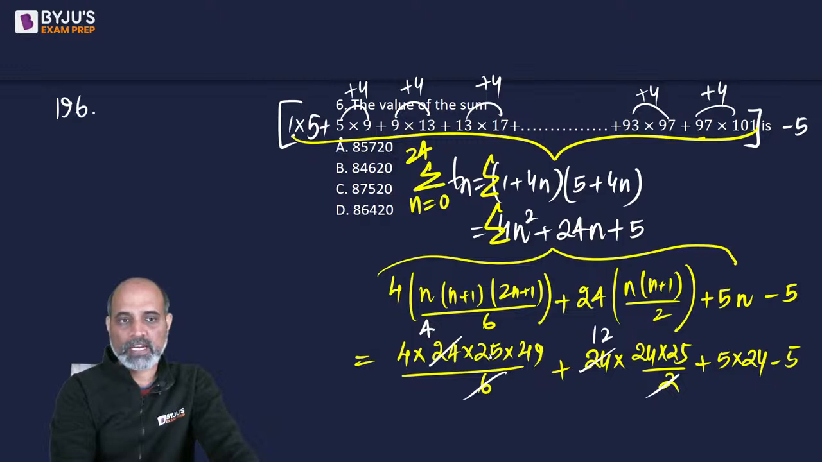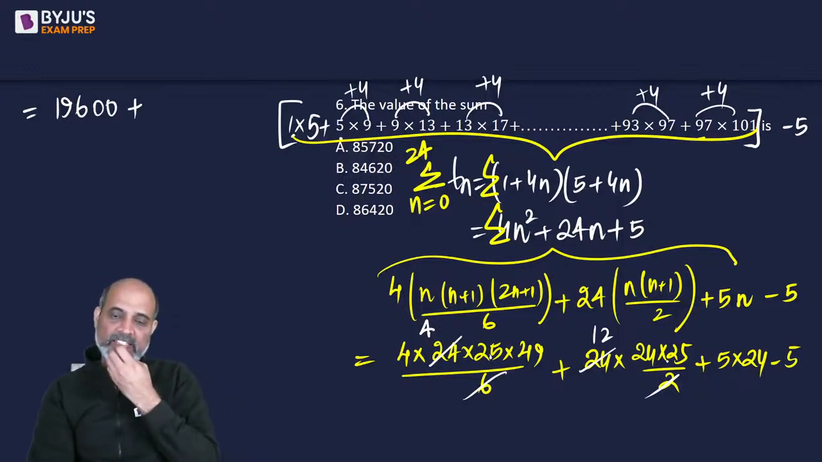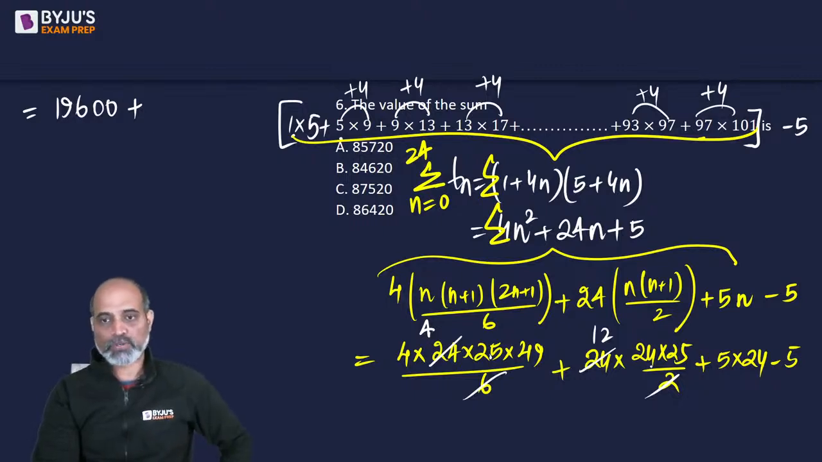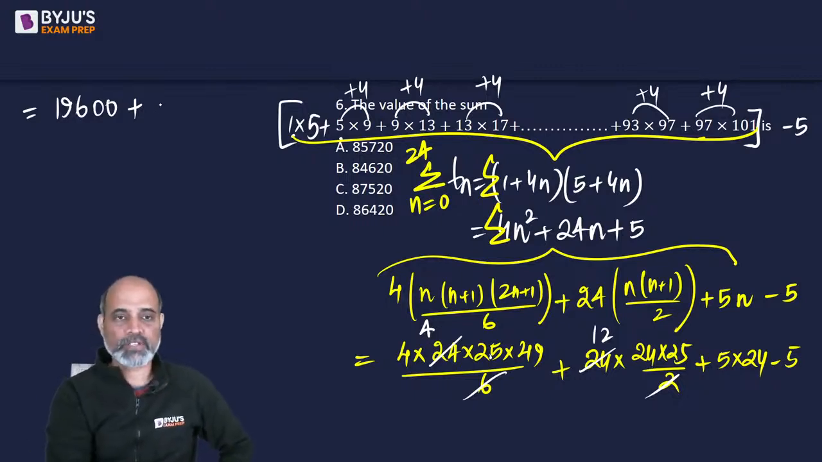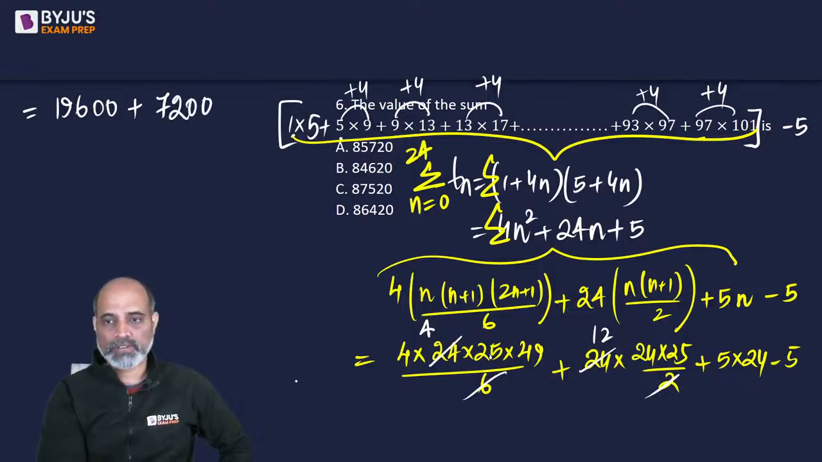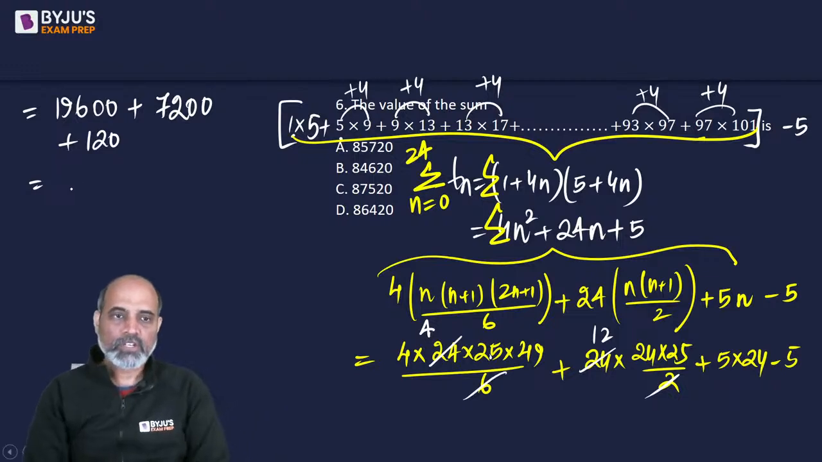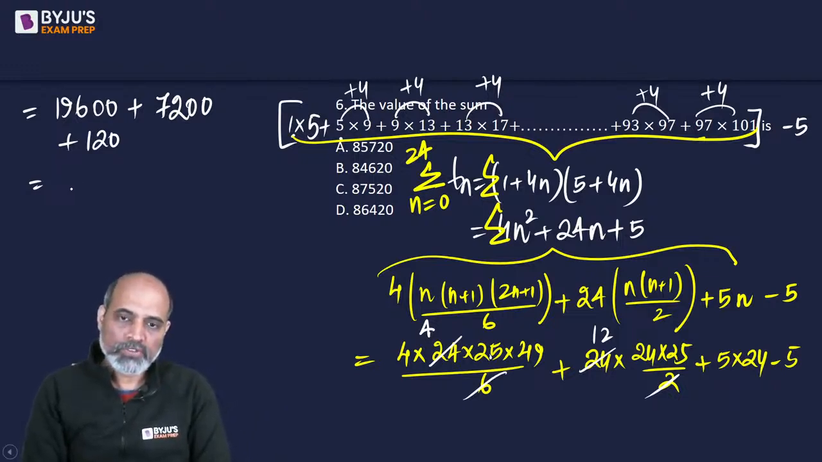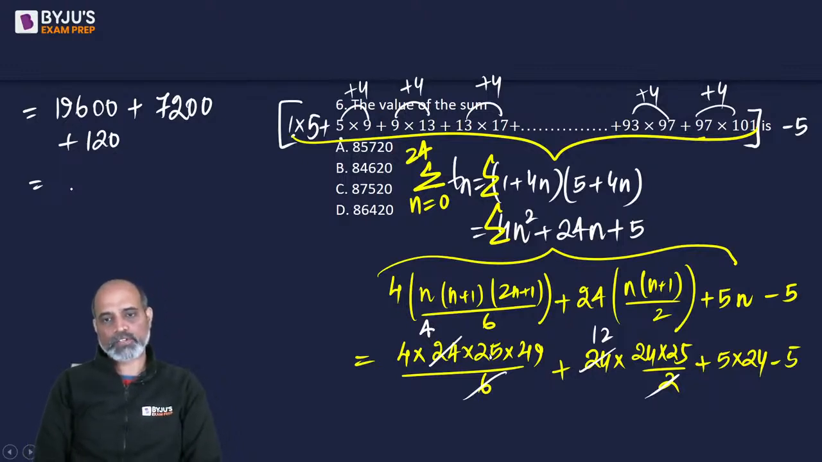So we will have 196,000. That's the first term. Okay, 19,600 plus. The next is 25 into 24, which is going to give us 600. 600 into 12 is 7,200. And then we will have 24 into 5 is 120. And then we will have a minus 5. We will do that later on. So 49 into 4, 98, 196 followed by 2 zeros.